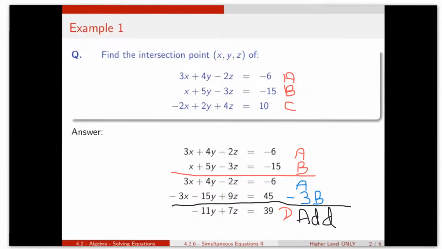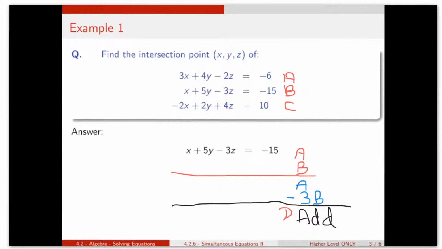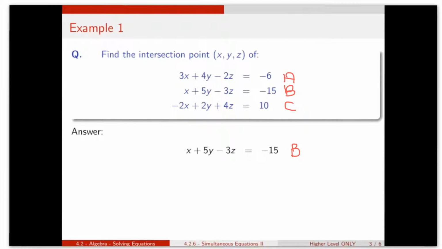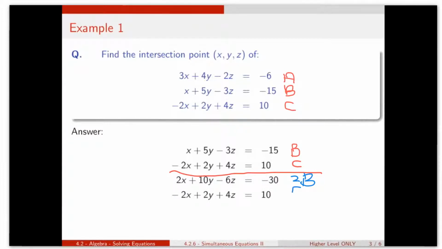Now I take two more of my equations, and I eliminate x from them. So it's got to be two different equations. So let's take B and C this time, and let's see how we can eliminate x from those. So let's multiply B by 2 this time. I get 2x plus 10y minus 6z is minus 30, and C can stay as it is. Minus 2x plus 2y plus 4z is 10.